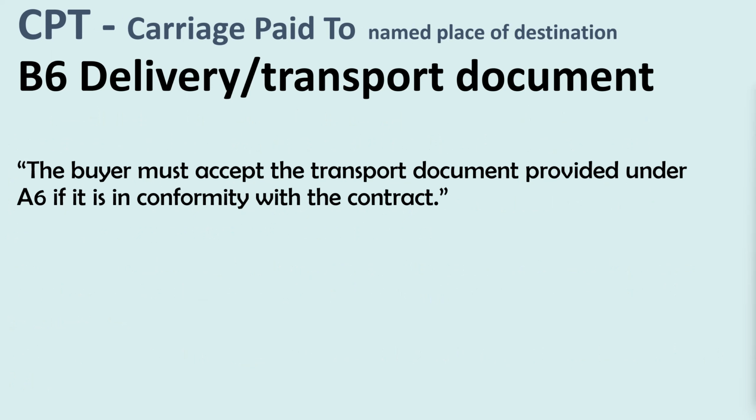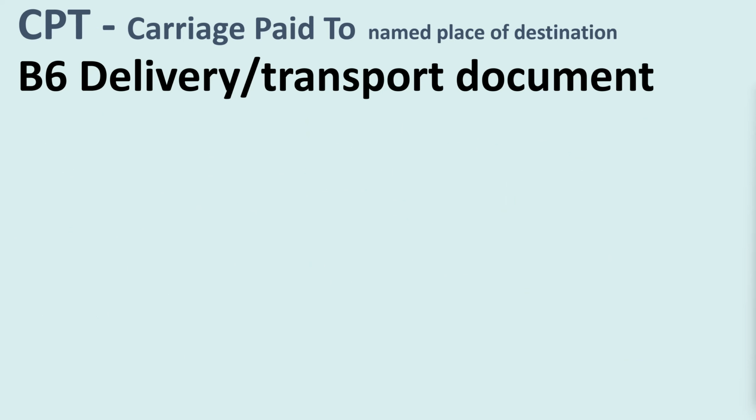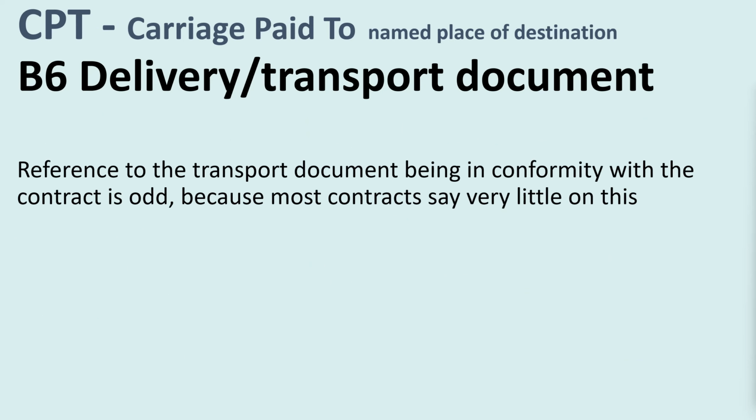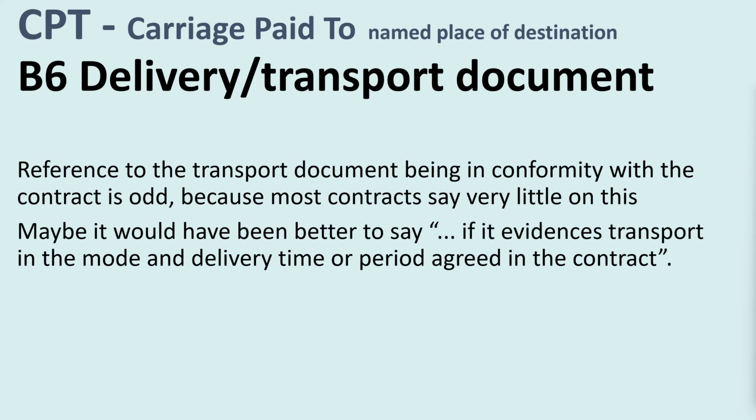B6. The buyer must accept the transport document provided under A6 if it is in conformity with the contract. Now, reference to the transport document being in conformity with the contract I think is a little odd, because most contracts say very little about the transport document. Maybe it would have been better, in hindsight, to say if it evidences transport in the mode and delivery time or period agreed in the contract.